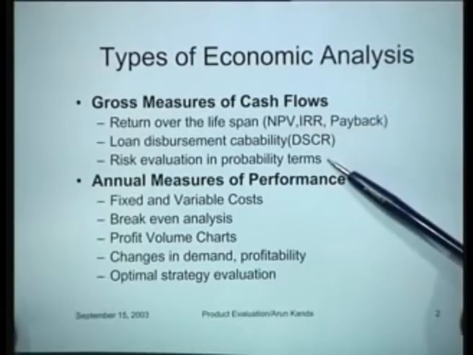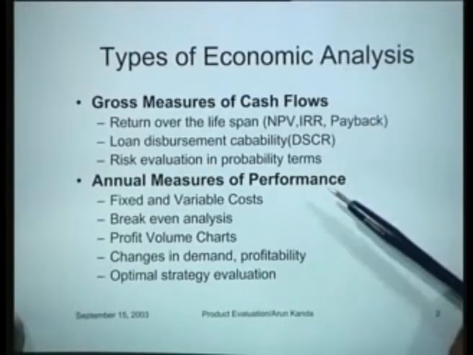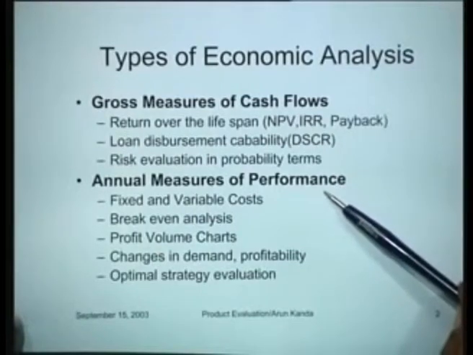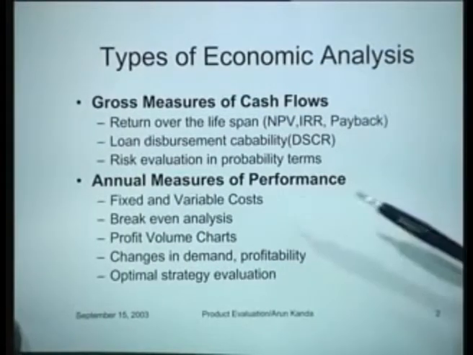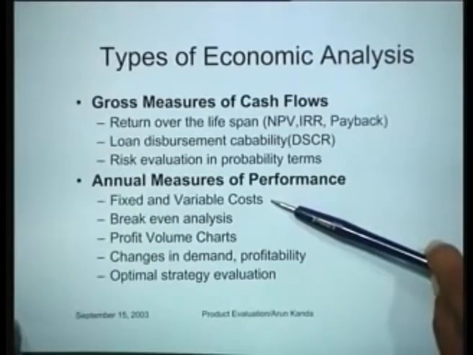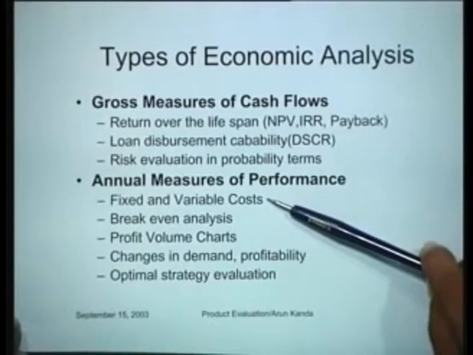Now, apart from these, when one is talking about economic analysis, one can talk about annual measures of performance. And in this category, things that are important are the characterization of costs into fixed and variable costs. Fixed and variable costs essentially depend upon a bifurcation of costs into the categories that do not depend upon the production capacity and a category that does depend upon the production capacity. So if you can do this, then you can do some very useful analysis.